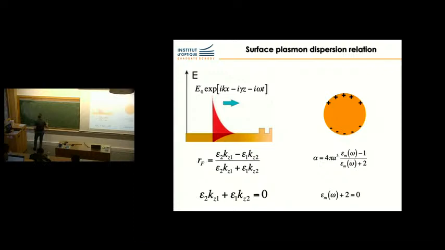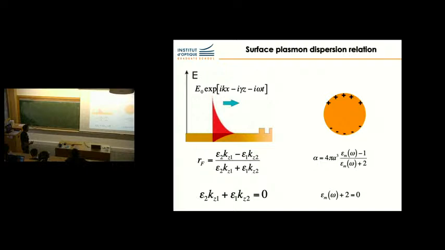And that looks like a dispersion relation. If one of the two is vacuum, if epsilon 1 is 1, you get k equals omega over c square root of epsilon 2 over epsilon 1 plus epsilon 2. So that would be the typical case for air-metal, for instance. So this is the standard dispersion relation. I'll show how it looks.